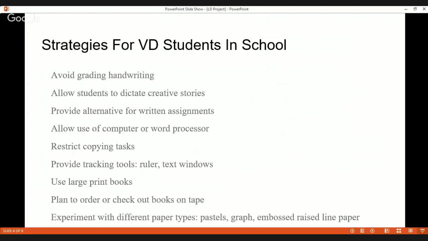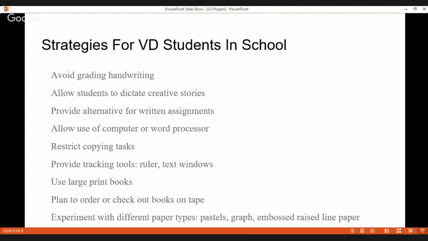So for kids with visual processing issues in school, there are some strategies for those students, such as avoiding grading handwriting. The handwriting will not be top notch, so avoid grading the handwriting. Teachers should allow students to dictate creative stories, providing alternatives for written assignments, especially with smaller kids. Instead of having them write something, maybe have them draw something, or draw and cut things out, which will also help out with their visual issues.